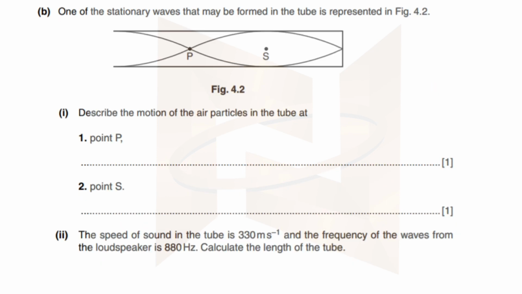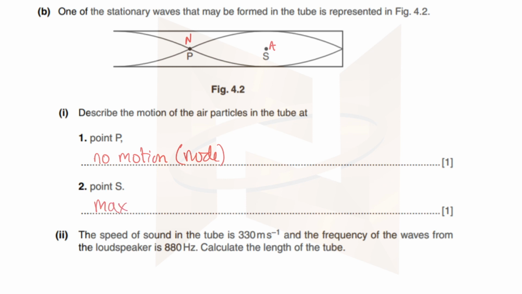Now in the next part, they say one of the stationary waves that may be formed in the tube is represented by this figure 4.2. Describe the motion of the air particles in the tube at point P and at point S. So you should know that point P represents a node and point S represents an antinode. When you say a node, it basically means that there is no movement at all. The particle is stationary over here.